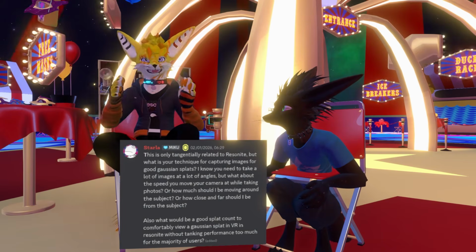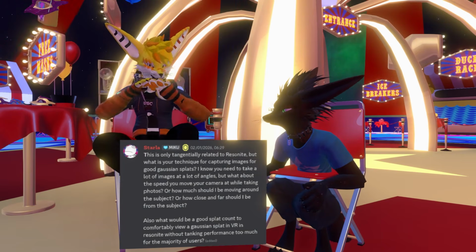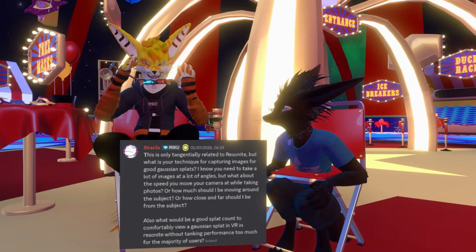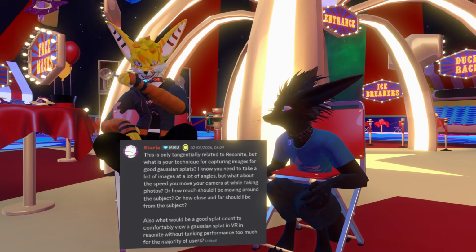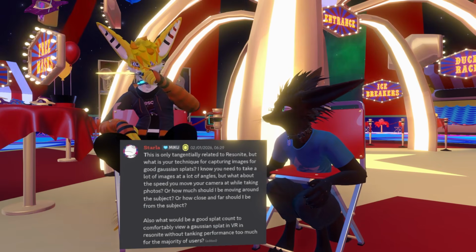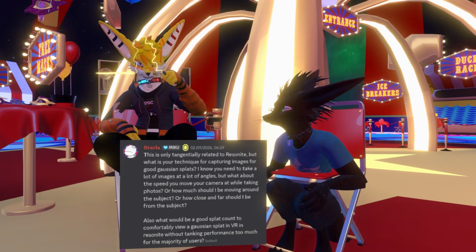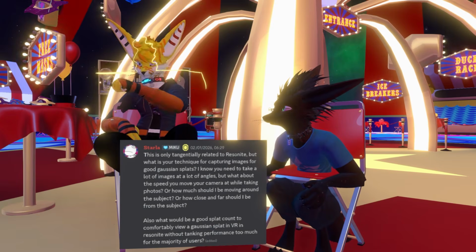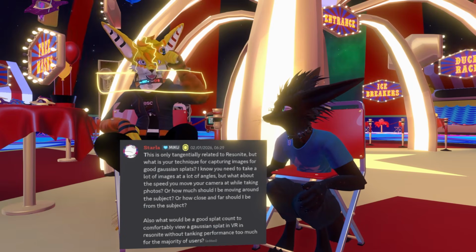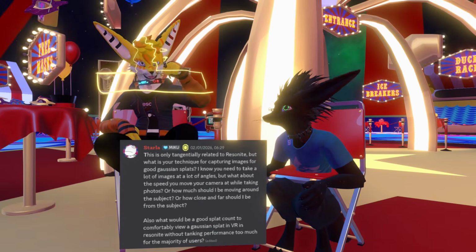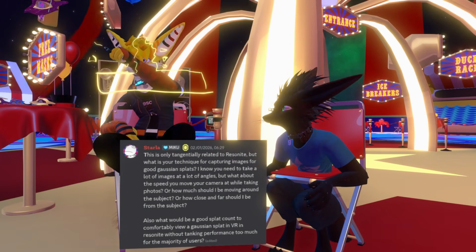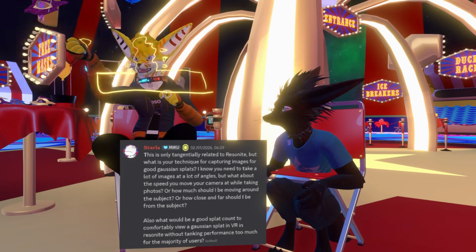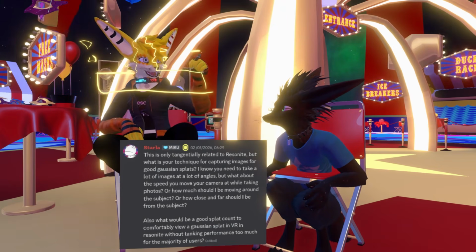For how close and far from the subject, it depends on the geometry. You do want to maintain the overlap. Sometimes when I'm 3D scanning something, if I want to get more detail somewhere, say there's a statue or something, I will take a lot more photos close around the statue, and then fewer photos for the general area.